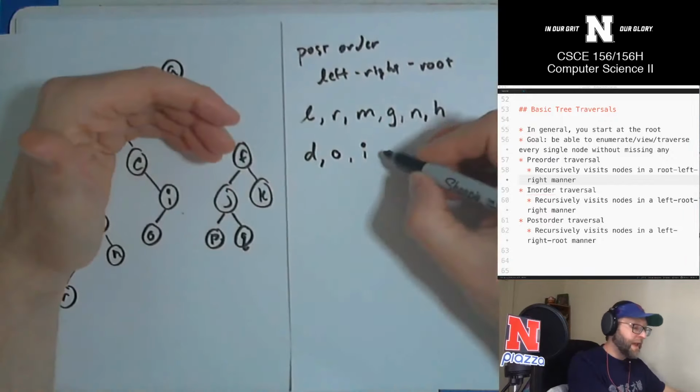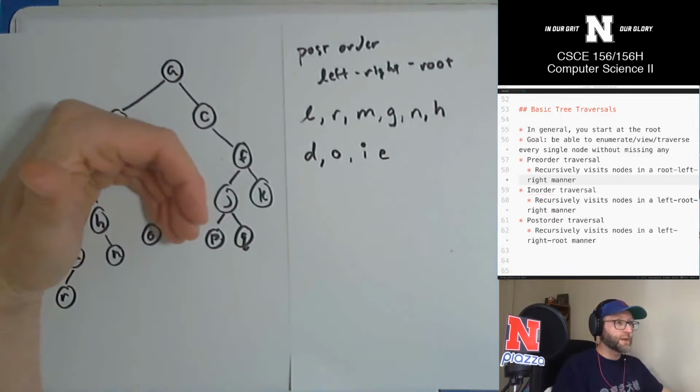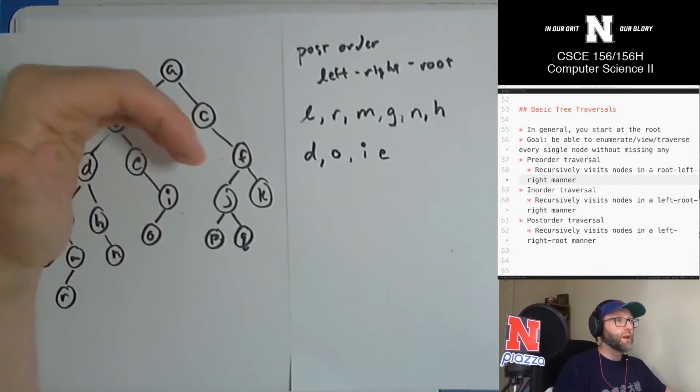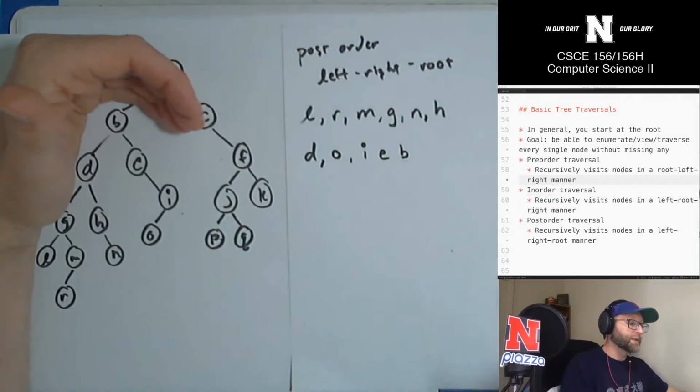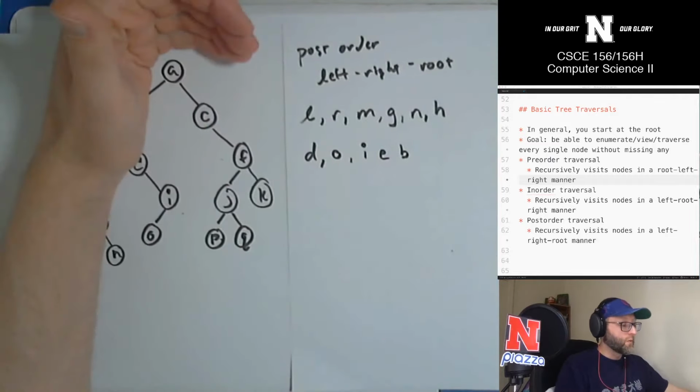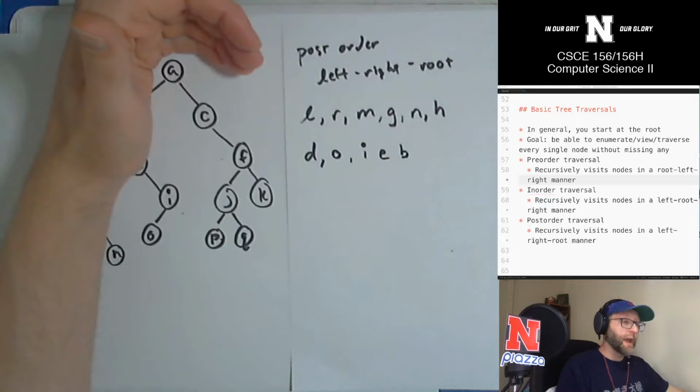Come back up. Now we process E because we've taken care of its empty left subtree, its right subtree, and so now we can process E. Come back up. Now we can process B. We come back up, but we don't process A. A is going to be the very last thing that we actually process.